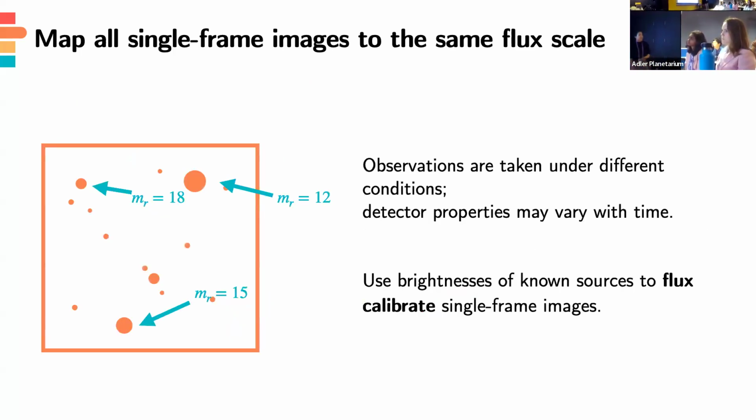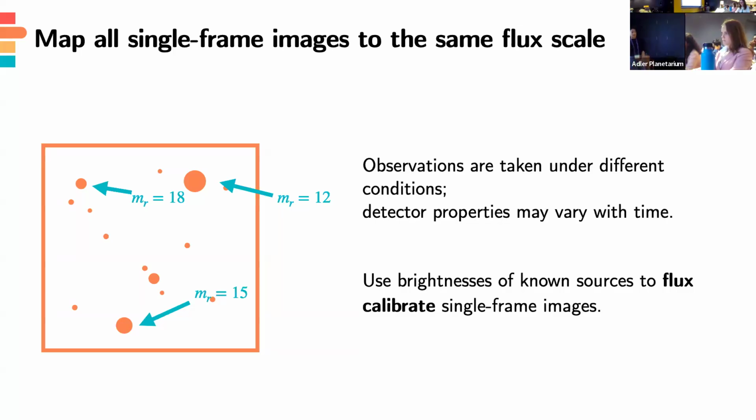So the way we do that is by, again, going back to our reference catalog. Observations are taken under different conditions and detected properties may vary with time. So we're going to go back to our reference catalog and say, okay, I know where these three sources are. Now I've warped everything to the same geometry, so I know where they are in my coadd pixel space as well. And I know how bright they should be.